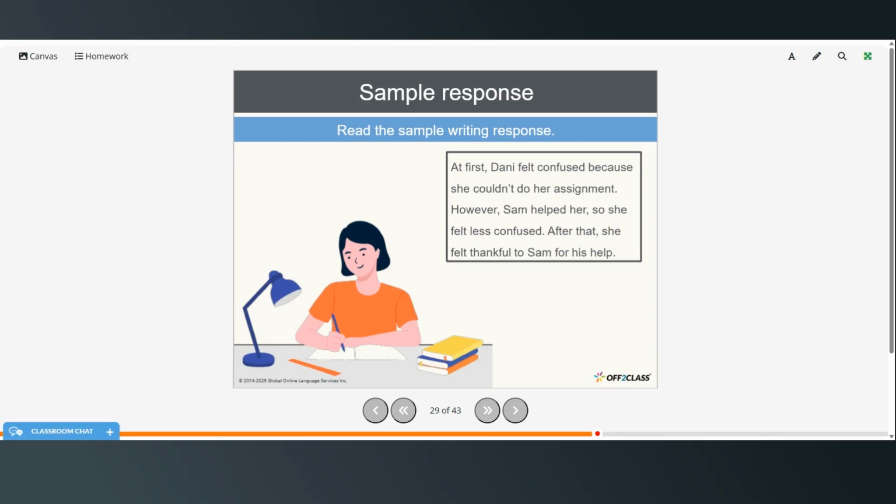At first, Danny felt confused because she couldn't do her assignment. However, Sam helped her, so she felt less confused. After that, she felt thankful to Sam for his help.